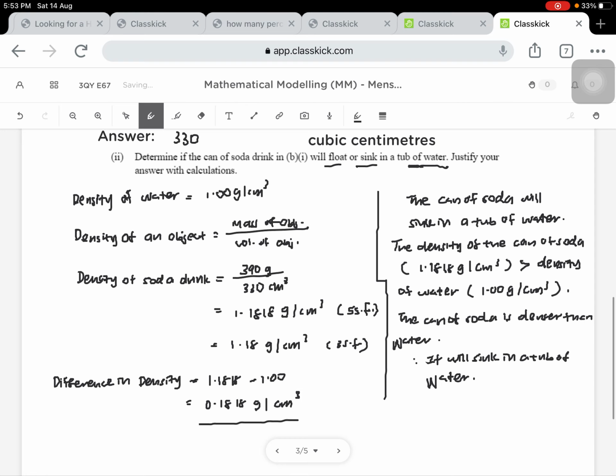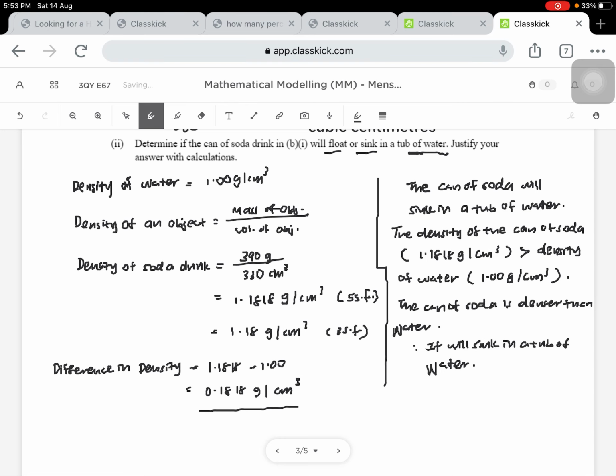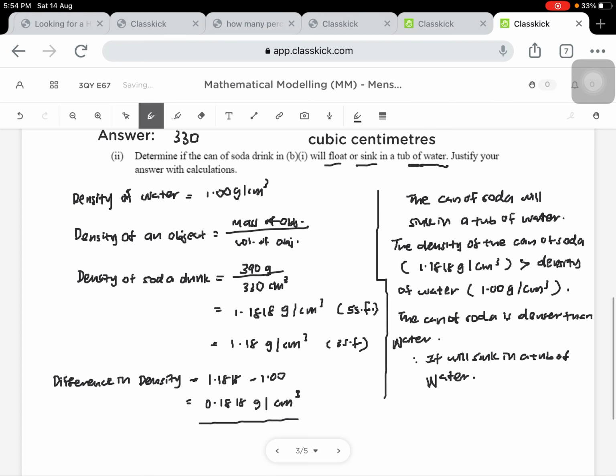Then we can actually see that there is a difference in density between the density of the soda drink and the density of water. The difference is 0.1818 gram per cubic centimeter. Therefore, the can of soda will sink in a tub of water. The density of the can of soda, which is 1.1818 gram per cubic centimeter, is more than the density of water, which is 1.00 gram per cubic centimeter. The can of soda is denser than water, and therefore it will sink in a tub of water.